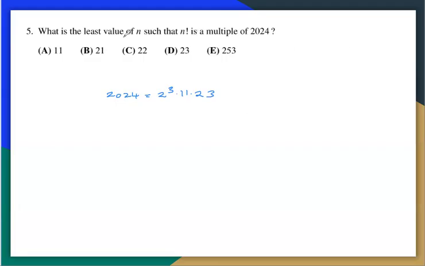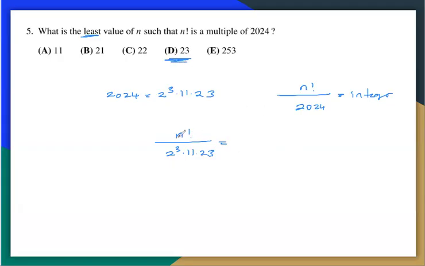And the question asks what is the smallest number such that n factorial has to be a multiple of 2024. So we want this to be an integer. In order for this fraction to be an integer, n factorial should have every factor in the denominator. So we have n factorial over 2 cubed times 11 times 23. For this to be an integer, n should be at least 23, because we have to cancel the 23 in the denominator. The only way that will happen is if n is at least 23.